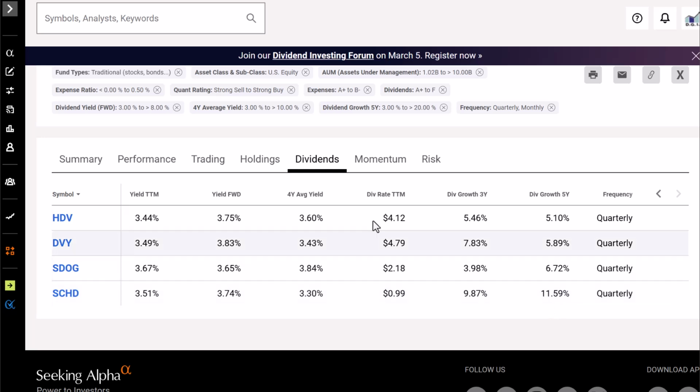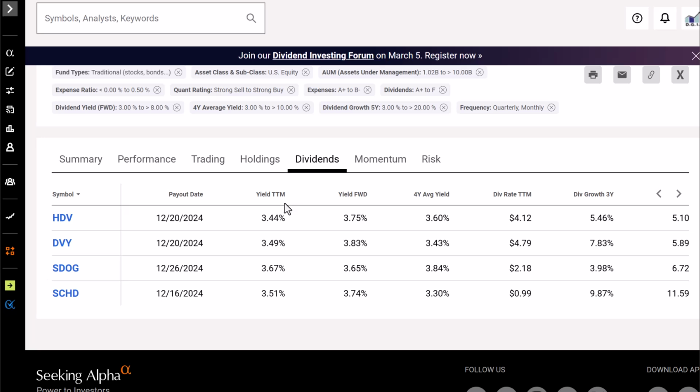11% dividend growth rate, but what is the dividend yield? You can see that right here, they all have about a 3.5%. Now, you might be scratching your head asking yourself, well, Jake, wasn't SCHD on the dividend growth list and it's also on the high dividend list? Yes, there's a reason why SCHD is so popular. It's because it is like a unicorn.